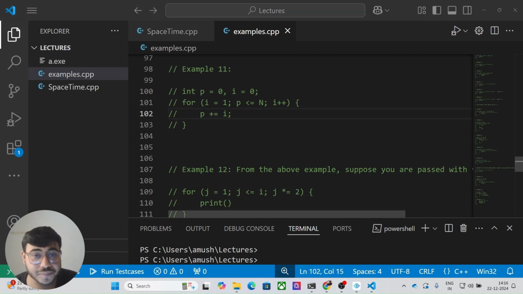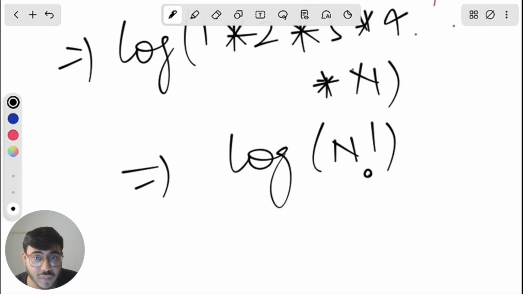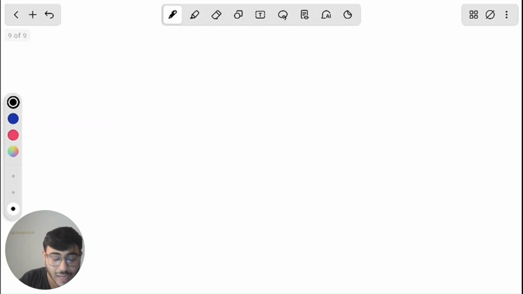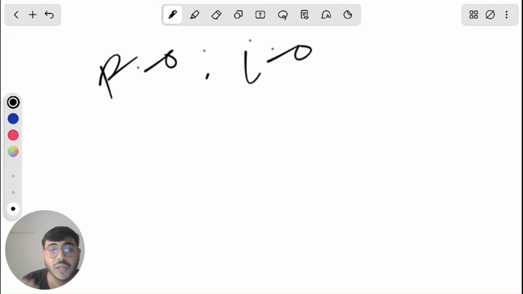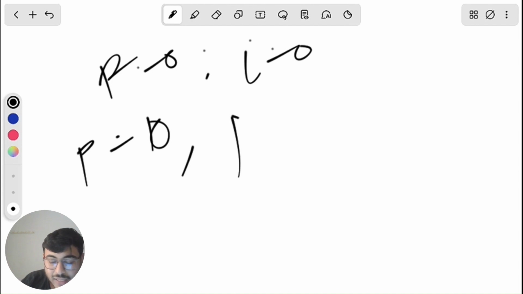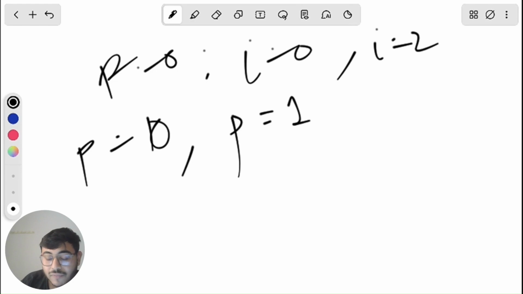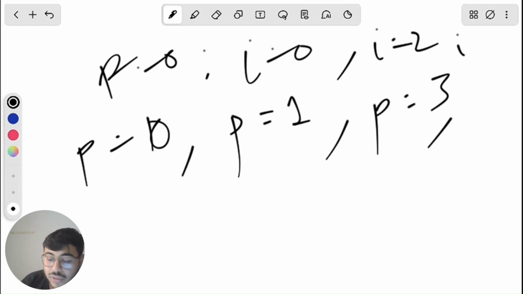अब इसको जरा समझ के देखते हैं. Okay, so what will happen? P is initially 0, I is also 0, and every time you increment the value of I and you also add the value of I to P. So initially P 0 होगा. Then I becomes 1 and we add this 1 to P. P becomes 1. Now I becomes 2. When I becomes 2, we'll add 2 to P and P will become 3. Right? When I becomes 3, we will add 3 to P and P will become 6.